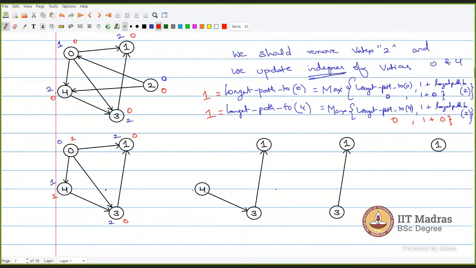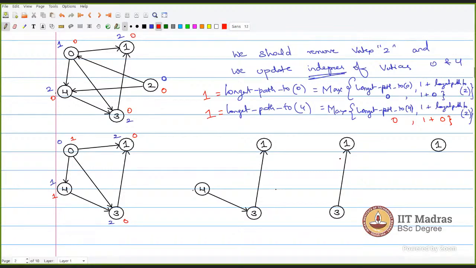After removing, you see we have to update the in degrees of 0 and 4. Now the in degree of 0 will become 0 because there are no incoming edges; we removed that particular edge. The blue number went from 1 to 0. The same thing for vertex 4: initially the in degree is 2, and after updating it became 1. Now you see the red numbers of 0 and 4: initially they are 0, 0, but now it is 1 and 1. This is how it will update.